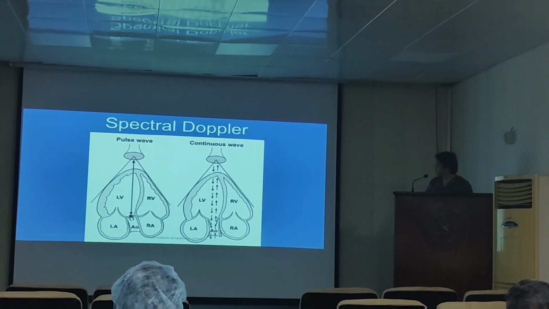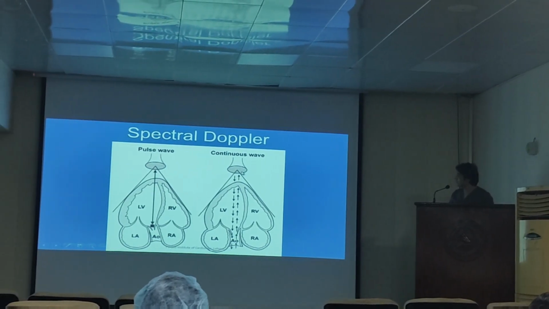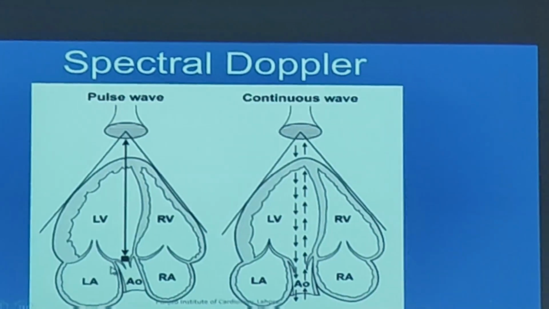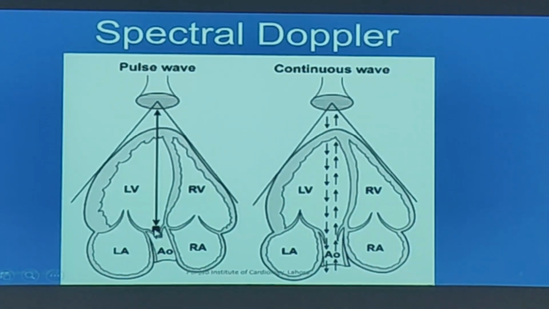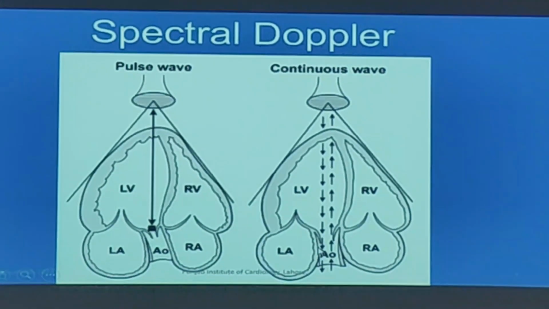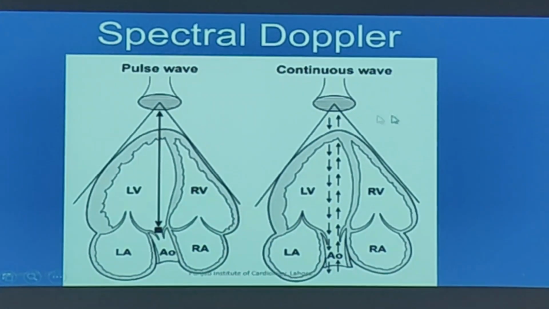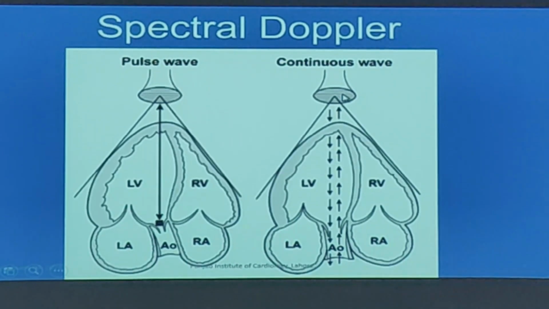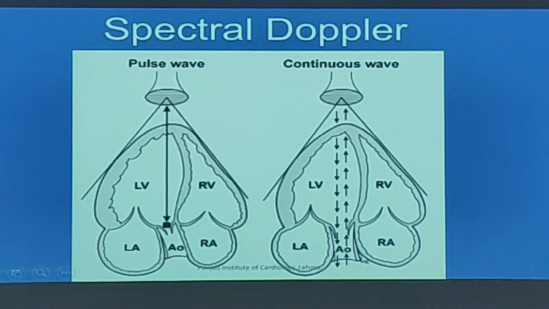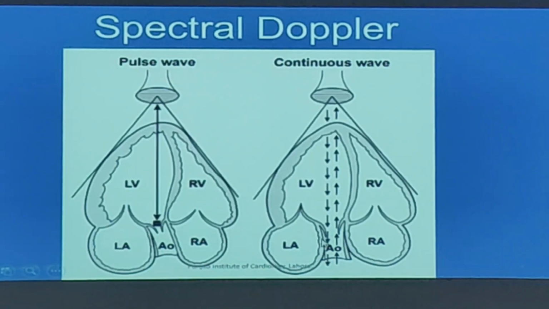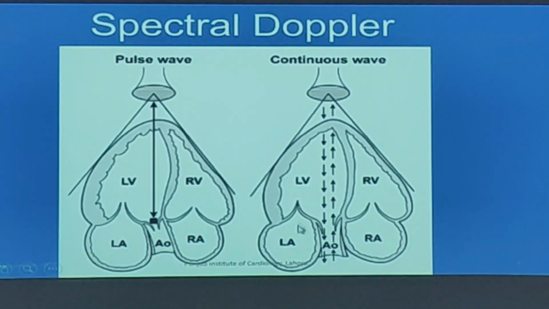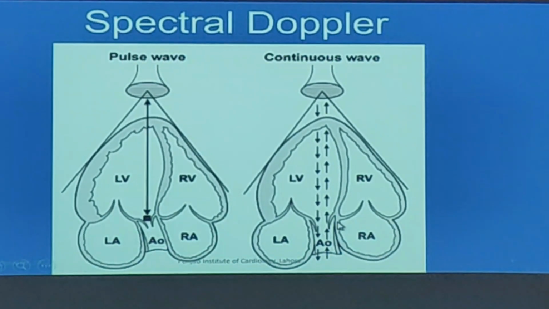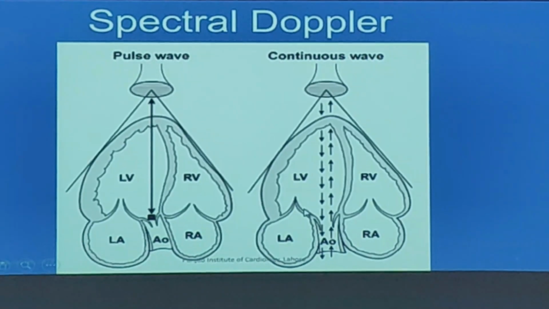So as I told you, the pulse wave and the continuous wave have this difference. Pulse wave can locate the origin of the velocity which is coming from here. In continuous Doppler, there are two types of crystals present in the probe. One is sending the wave and the other is receiving at the same time. It tells us that there is some problem going on over here, but cannot locate the origin of the problem.